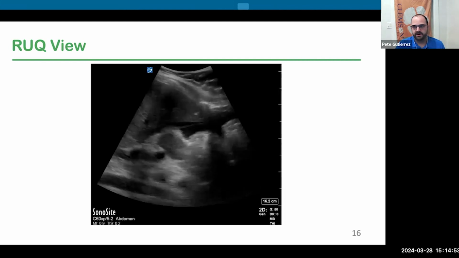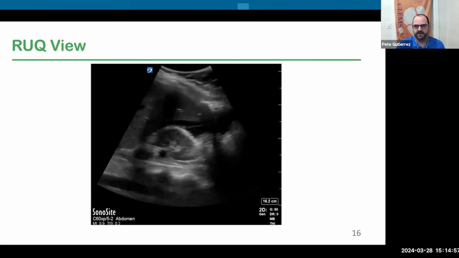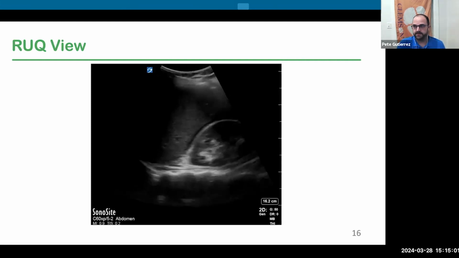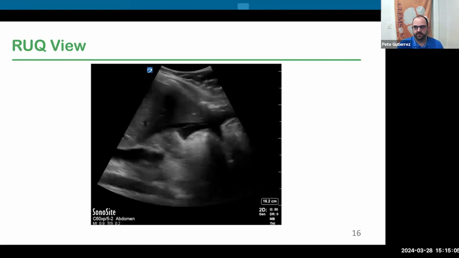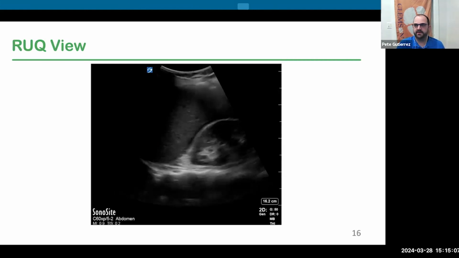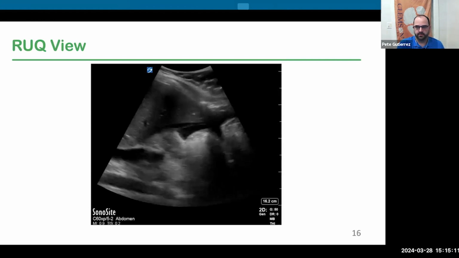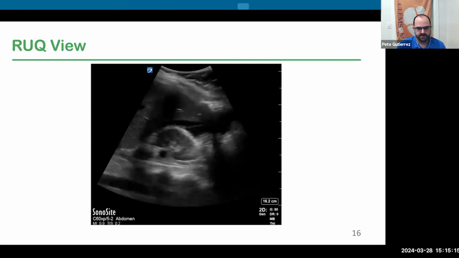In this image, you can see that in certain planes, especially at the beginning, it doesn't appear that there's any free fluid there. But as that area is scanned through, you can clearly see fluid that is either subcapsular or in Morrison's pouch, as well as free fluid at the tip of the liver.